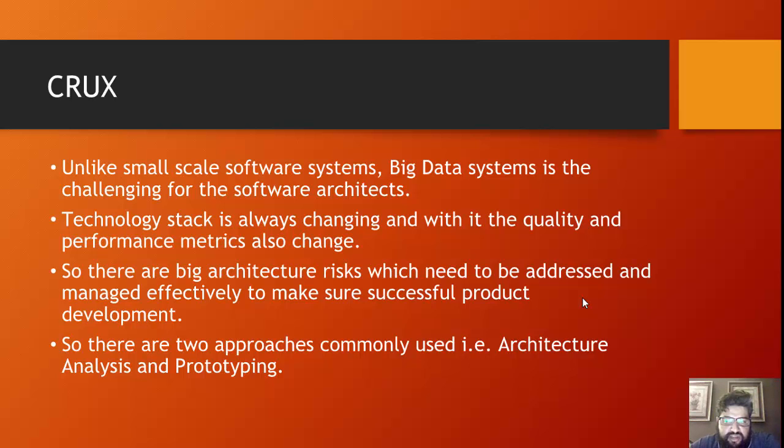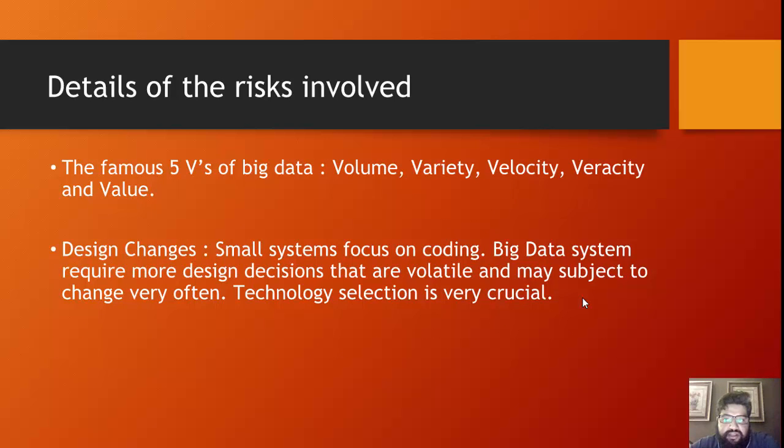There are two approaches discussed in the paper that the authors have presented. Regarding these approaches, the authors mention the criteria about when to use architecture-related analysis alone and when to use prototyping along with it. As I mentioned, there are certain risks involved in the development of big data systems. It is not a strange thing, as we are all familiar with the 5 V's of big data, which are volume, variety, velocity, veracity, and value.